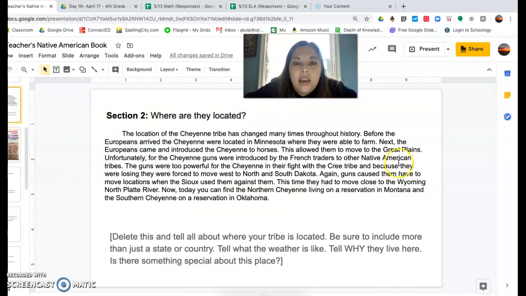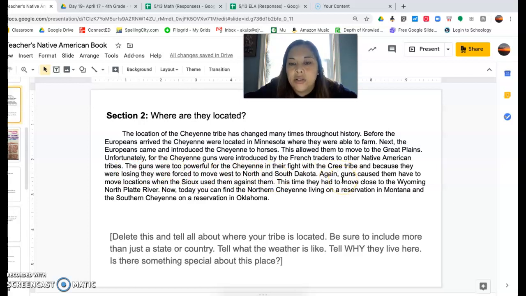What I did was I picked up here and I said next the Europeans came and introduced the Cheyenne to horses. This allowed them to move to the Great Plains. Unfortunately, and I'm transitioning then here into the negative reasons why they had to move, and I grouped all those reasons about guns together. I said unfortunately for the Cheyenne, guns were introduced by the French traders to other Native American tribes. The guns were too powerful for the Cheyenne in their fight with the Cree tribe, and because they were losing, they were forced to move west to North and South Dakota.